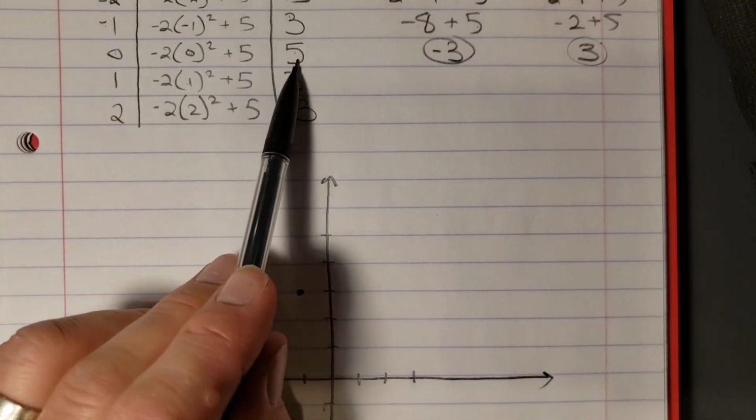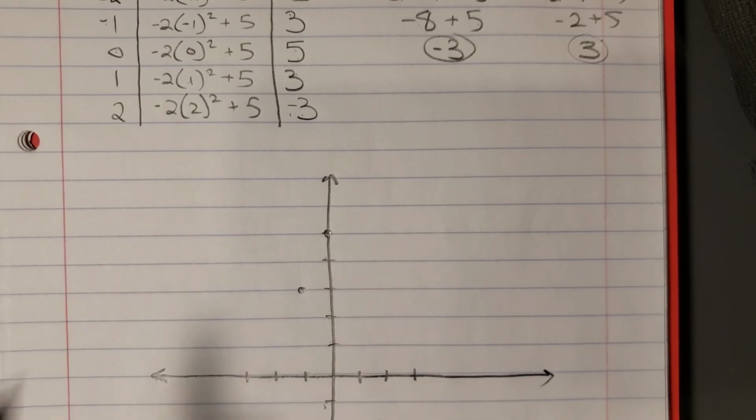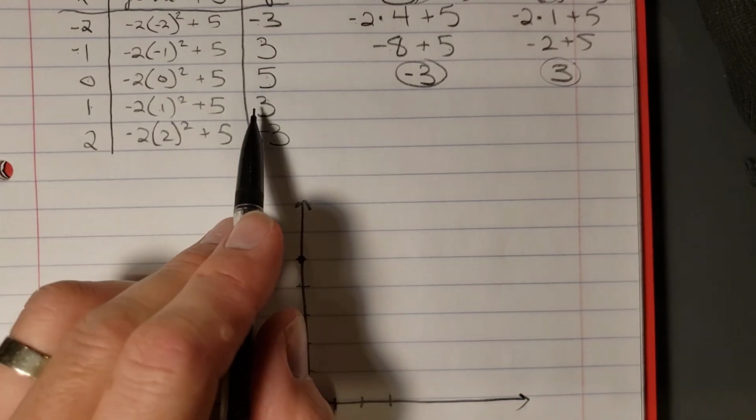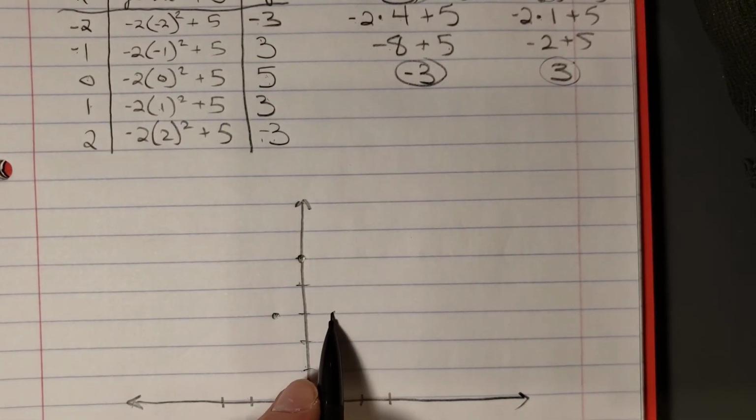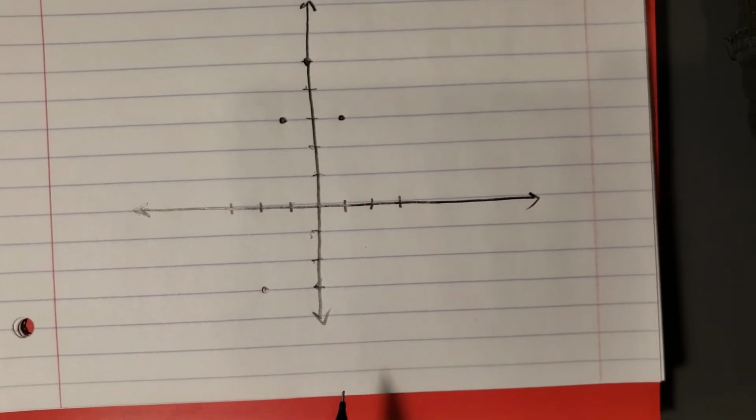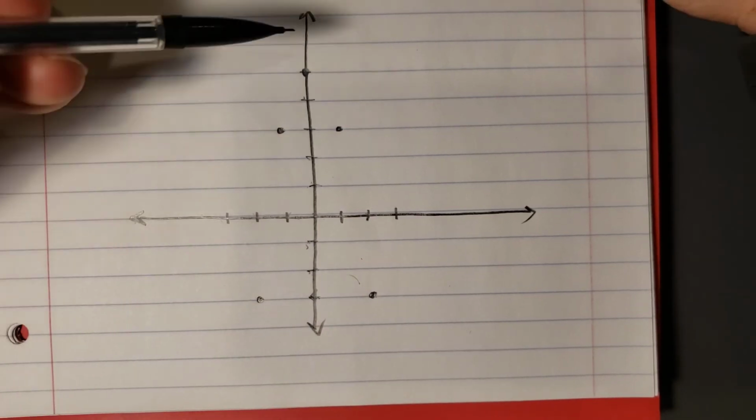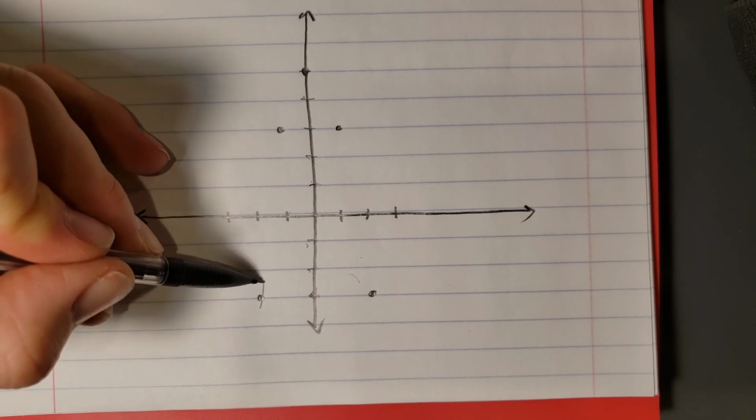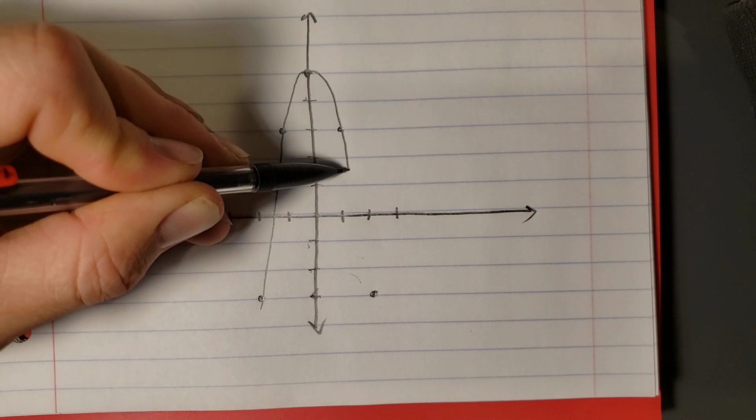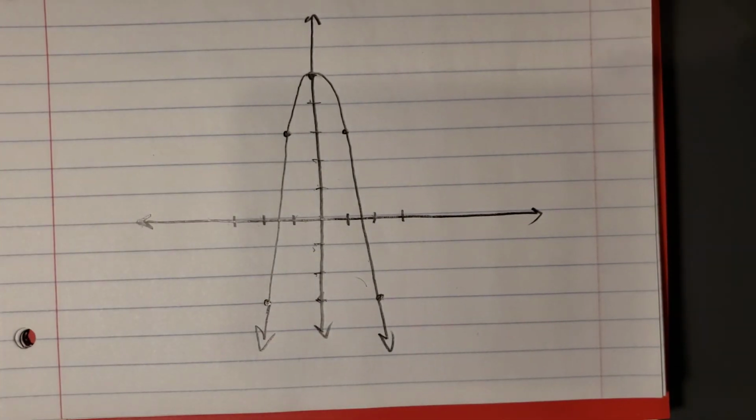And I have 0, 5. And then I've got my 1, 3. And 2, -3. Try your best to get as much symmetry as you can. And then try to draw your curve as neatly as possible, drawing the arrows at the end.